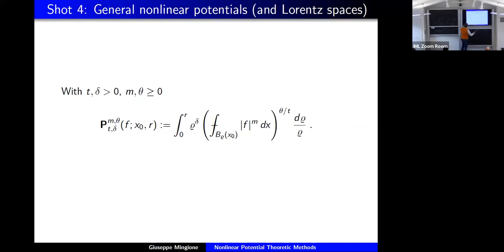Slide number 4. These are the general nonlinear potentials we are going to use. They depend on 4 parameters. So why do I put 4 parameters? Because all 4 parameters are needed if you want to catch a unified approach for everything. They go back to the basic work of Havin and Maz'ya. These are the potentials. So why I call these quantities potentials and why they are important.